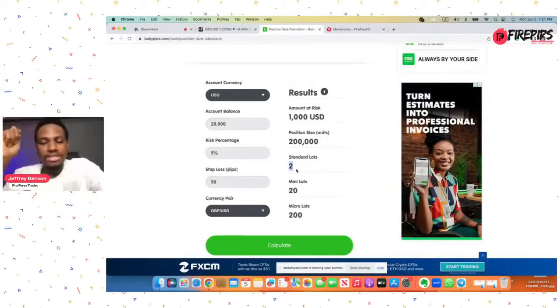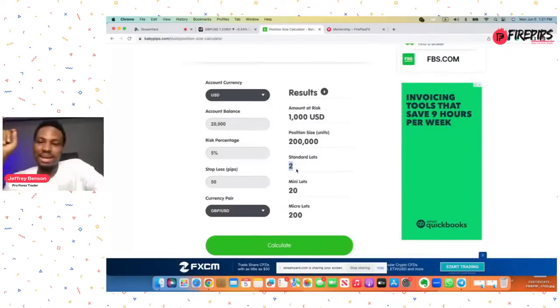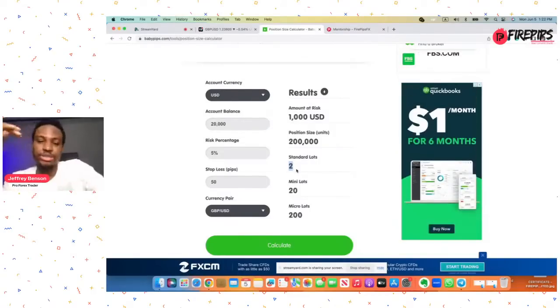Exact loss. And obviously, I didn't just use one, two standard lots and relax. No, I kept adding. I think I had about 20 entries with two standard lot size. So at the end of the day, 2 times 20, that'll be 40 lot size in total.